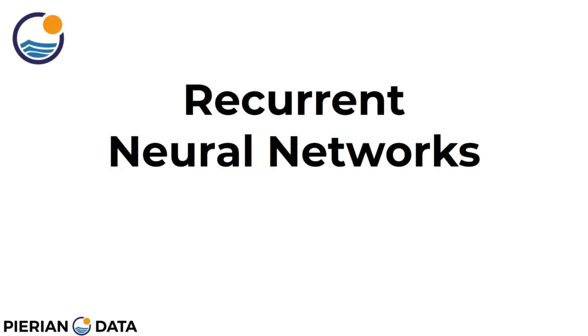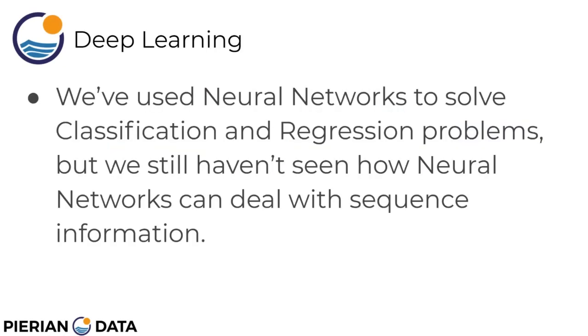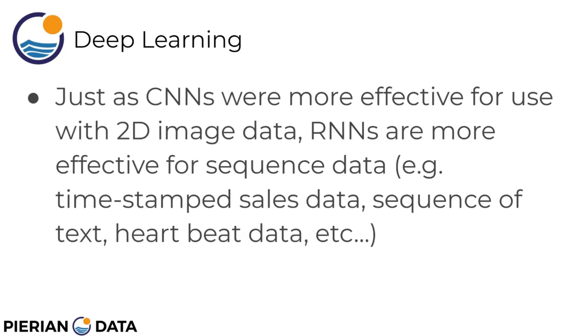Welcome everyone to this section on recurrent neural networks. We've already used neural networks to solve classification and regression problems in the first section of the course when we discussed artificial neural networks. But we still haven't really seen how neural networks can deal with sequence information. Just as convolutional neural networks were more effective for use with two-dimensional image data, recurrent neural networks are going to be more effective for sequence data.